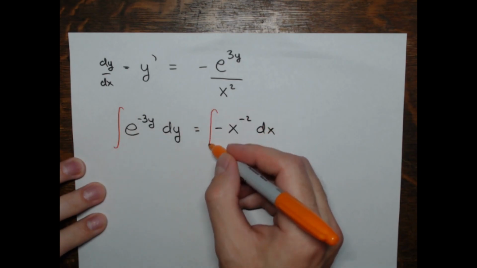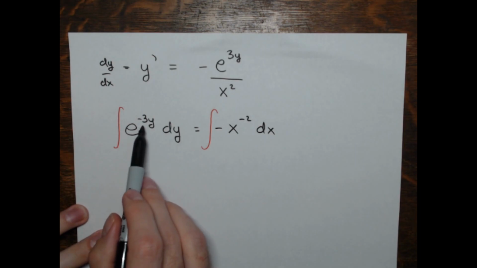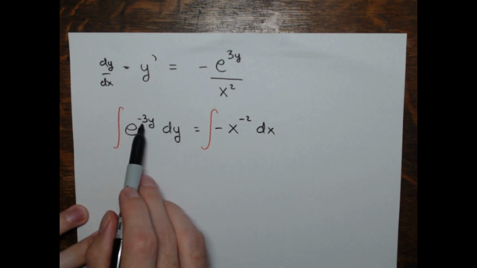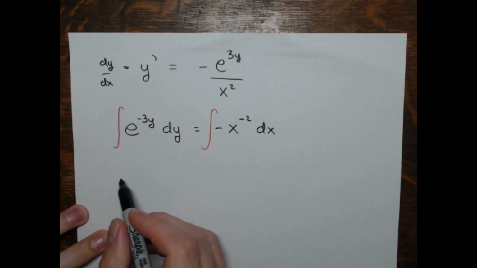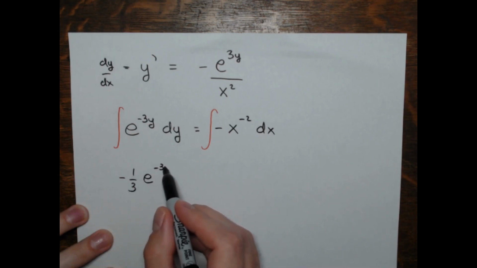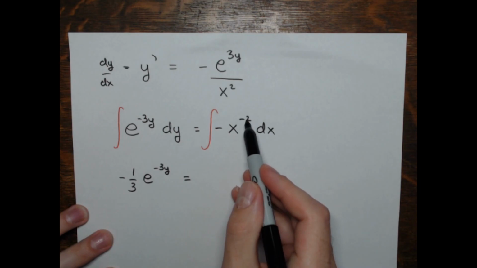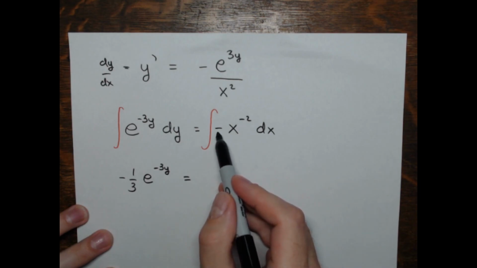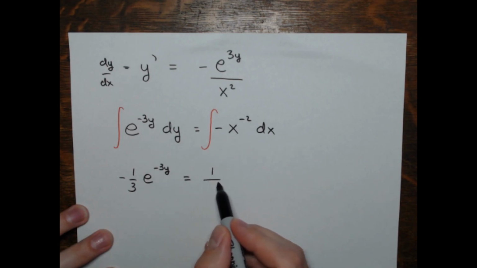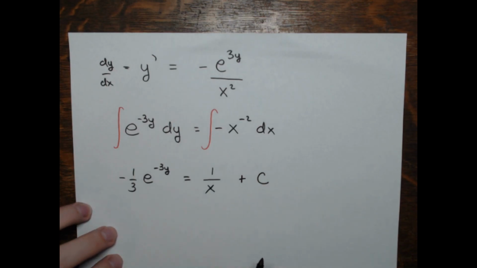Integrate. This side here would be e to the negative 3y, but then times negative 1/3, to reverse the chain rule. So negative 1/3 e to the negative 3y equals, and then over here, this would be x to the negative 1, times negative 1. So this is 1 over x, right? Just x to the negative 1. And then plus some constant.